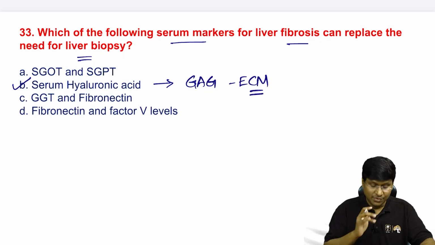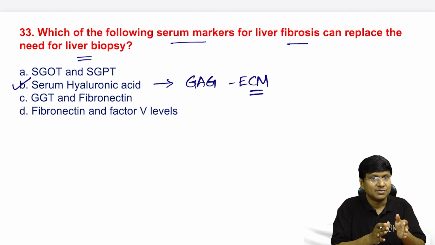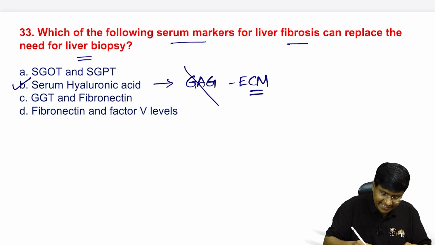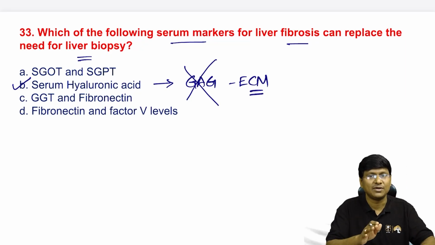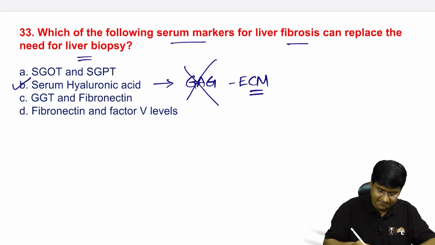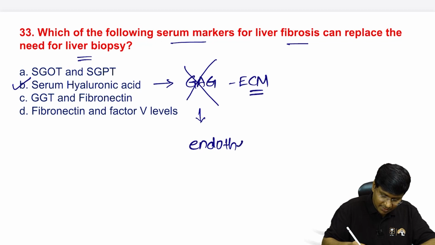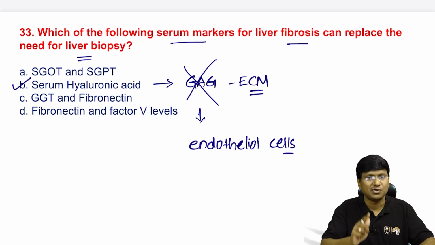Now, the degradation of the glycosaminoglycans occurs in sinusoidal endothelial cells, right? In sinusoidal endothelial cells, there will be degradation of the glycosaminoglycans.